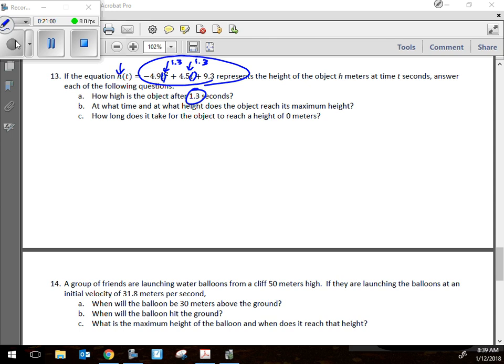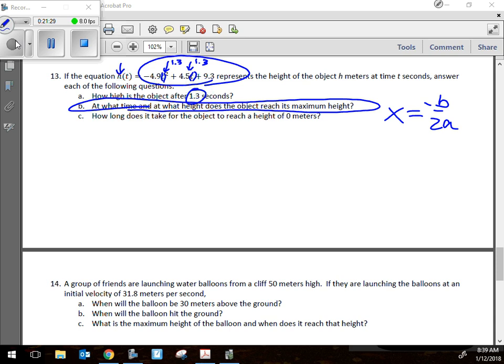So, at what time and what height does the object reach its maximum height? As soon as they said maximum height, my brain said vertex. Did your brain say vertex? If not, that's something to put on your sheet. Maximum height or minimum height, that's vertex. And as soon as I had vertex go into my head, I said x equals, do you remember it? It's not the whole quadratic formula, it's part of it. Negative b over 2a. So I'm going to put that into my calculator, x equals negative b over 2a.